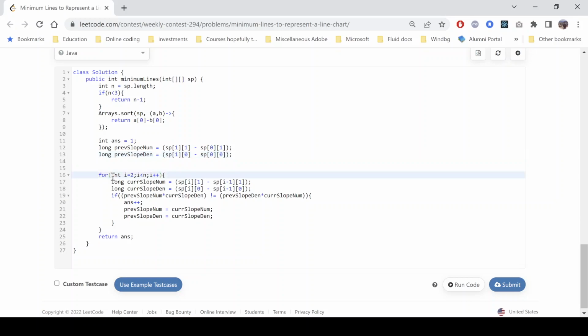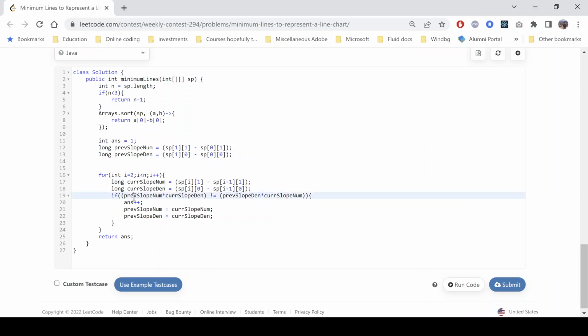Now we start traversing from the second index and we calculate the current numerator and the current denominator. So again, the y coordinate of the current point minus the y coordinate of the previous point becomes the current numerator, and the current denominator becomes the current point's x coordinate minus the previous point's x coordinate. So these are the two things. Now we just compare by multiplying. I've taken long so that it doesn't overflow, because the range was going up to 10 raised to the power 9. So that was the reason.